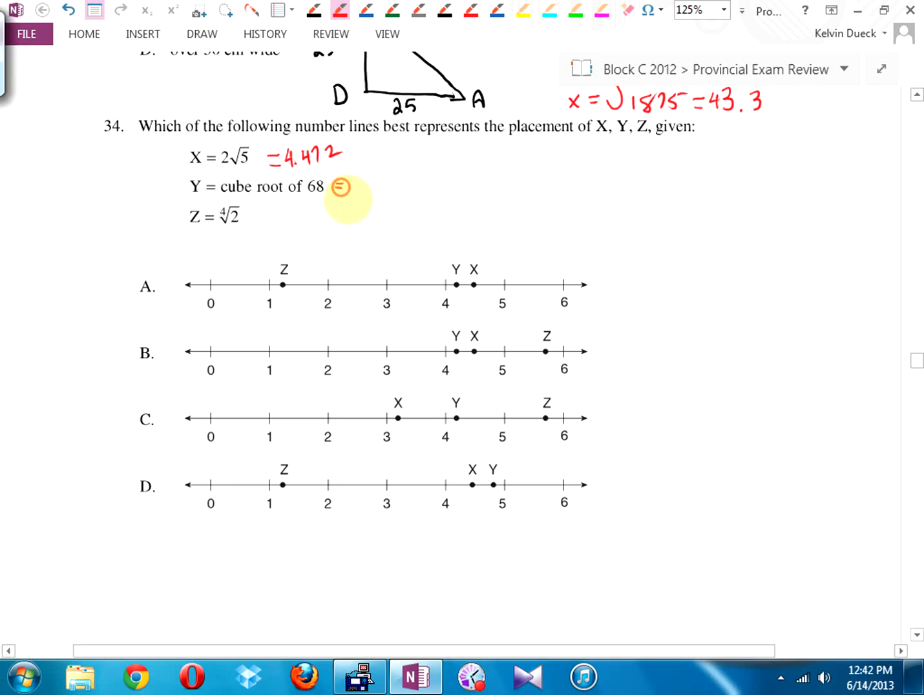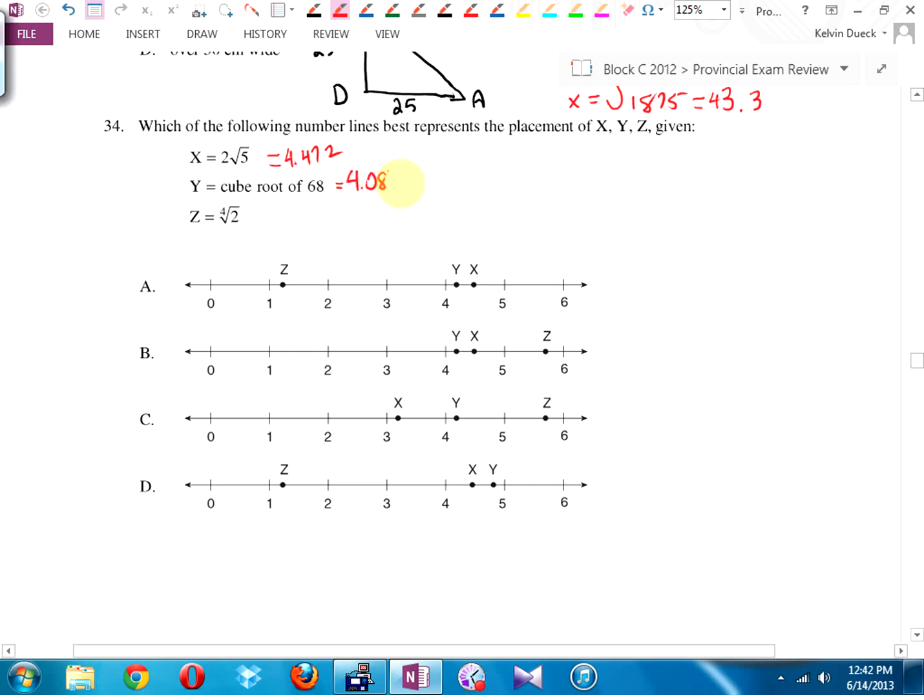What's the cube root of 68? You need to know how to do this on your calculator. Go find your cube root button. If you don't know how to do this on your calculator, this is your last time to ask, because they won't help you. They're not allowed to help you on the provincial, and in fact, you won't have a math teacher in your room anyways. They won't know how to do it on your calculator. So who needs help finding the cube root button? The cube root of 68 is going to be like 4 point something. 4.082. 4.08.